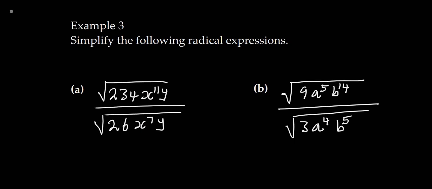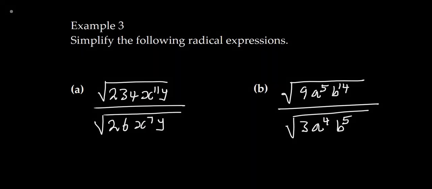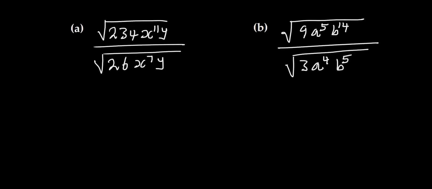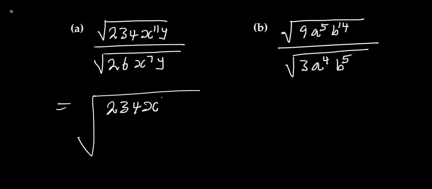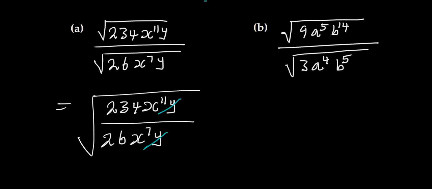Example 3, simplify the following radical expressions. So to solve question A, we are going to write it as a single radical expression. So this will become 234x to the 11th power y over 26x to the 7th power y. So now this y can cancel out this from here, and 234 divided by 26, that's going to give us 9.